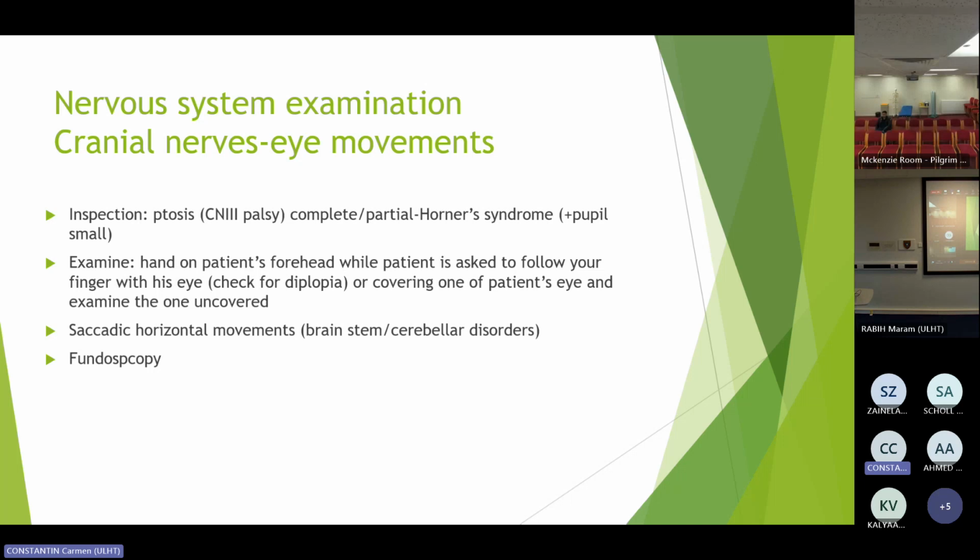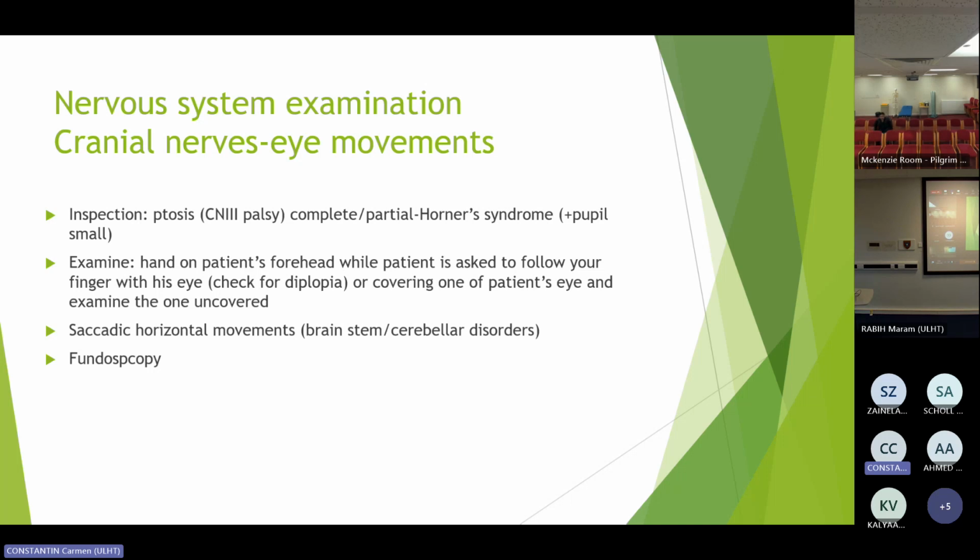And yes, eye movements are very important. We can have ptosis, as I mentioned earlier, in third nerve palsy, or with complete or partial Horner syndrome. So we could have the pupil smaller. In any case, when you have ptosis and the pupil is smaller, have a low threshold for possible Horner syndrome.